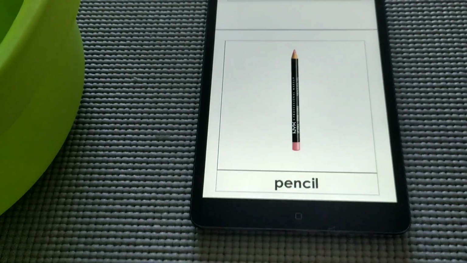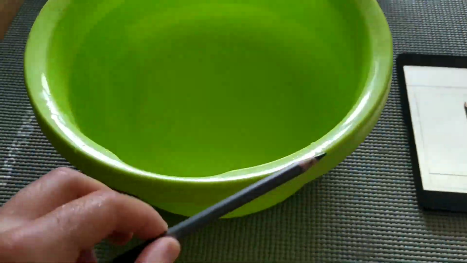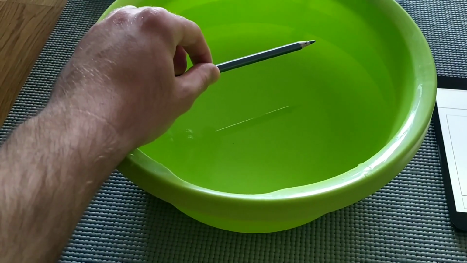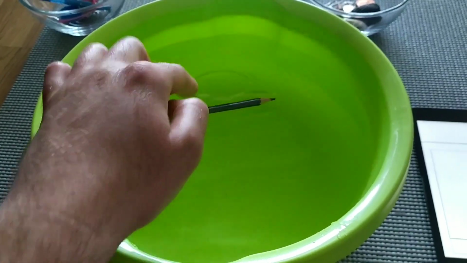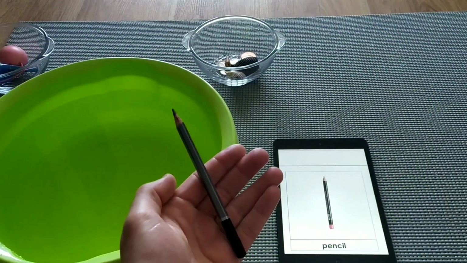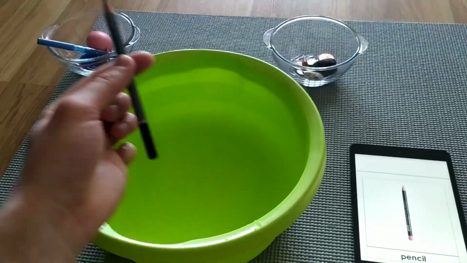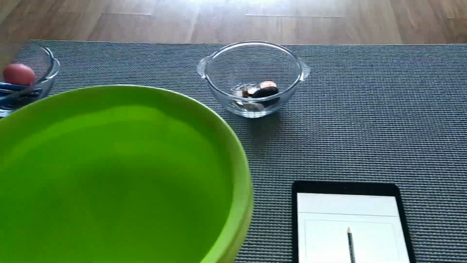Okay, the next object we are going to look at is a pencil. So let's take the pencil and let's see what happens when I put it in water. So we can see the pencil floats. So I can put the pencil in the left bowl because we know it floats.